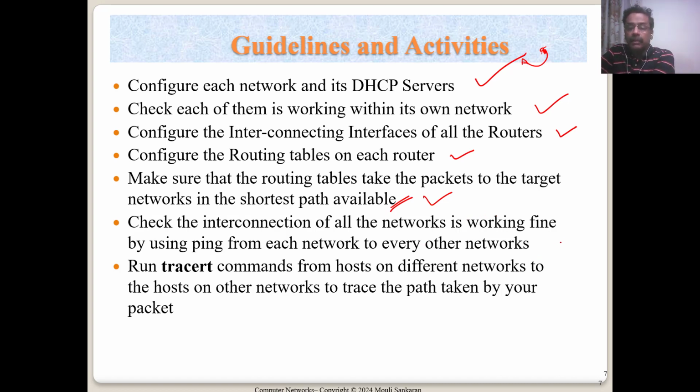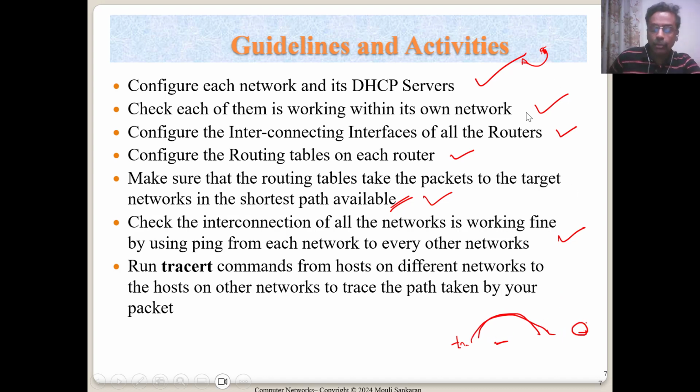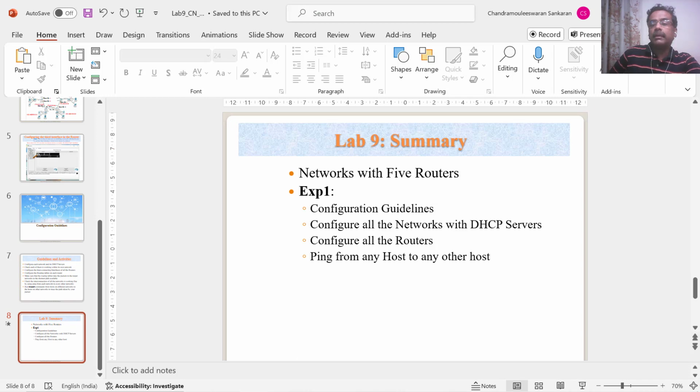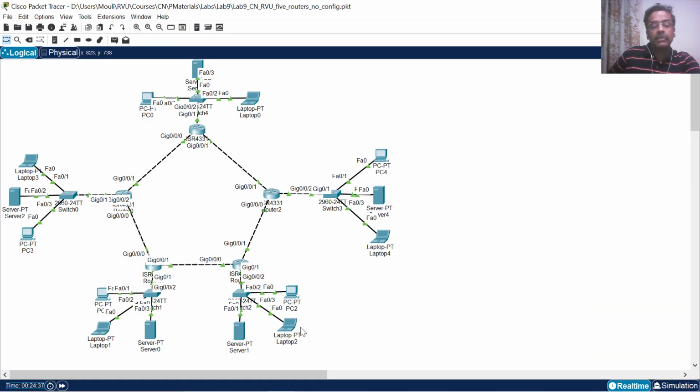Check the interconnection of all the networks. You have to enable the router interfaces, and then how do you see whether the packet is going in a particular direction? You can do a traceroute to a particular IP machine available on another network. Then you will know the path in which it is going. So it will be interesting to know how it is going through the network.